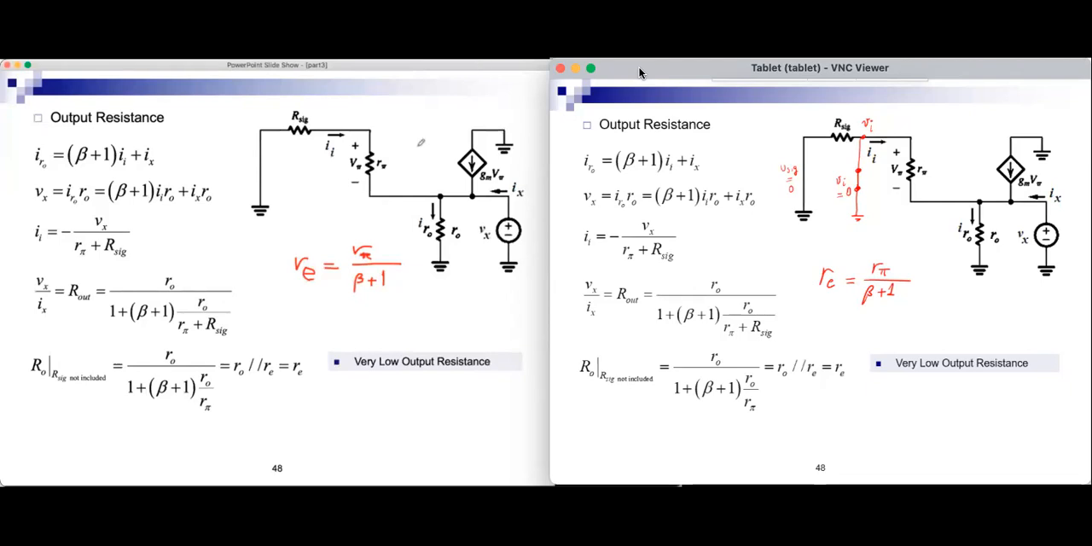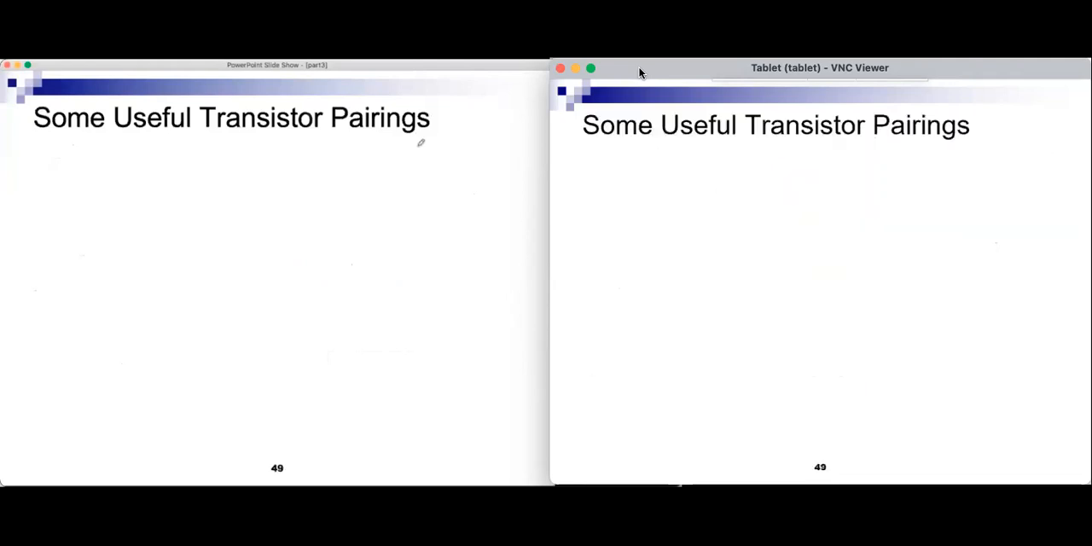All right, let's move on to some useful transistor pairings. This is like a catalog of some circuits, and we will go over them quickly just to tell you that if we combine transistors, then we can get some useful amplifier configurations. And we already did that. We already saw that when we combined transistors to build the cascode. And we saw that we can have interesting characteristics. In the case of cascode, one of the interesting things that we got was the very, very large gain, for example.